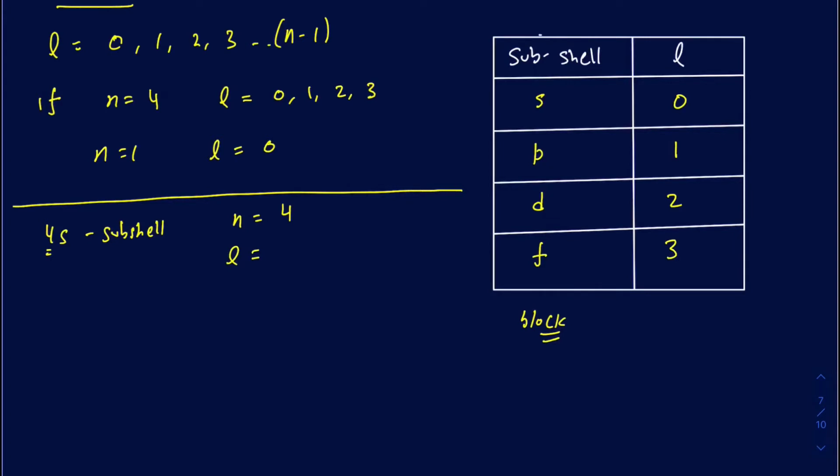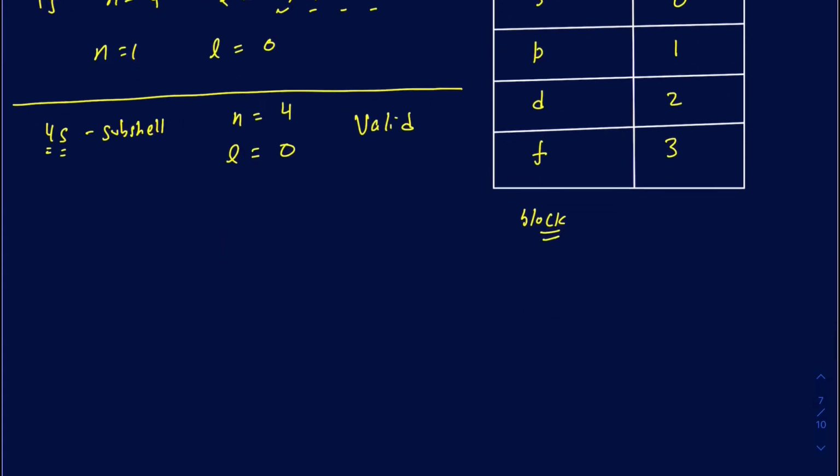Then what's the value of L going to be? Now, recall if your value of n is 4, the possible L values could be 0, 1, 2, 3. You're not going to have all of those values at a given time. You may have only one at a given time, and that's determined by what particular subshell you are in. In this case, you are in S subshell, so the L value is going to be 0. As long as your L value is less than the n value, your subshell is going to be valid. A particular question sometimes they ask you is which subshell is valid and which is not valid.